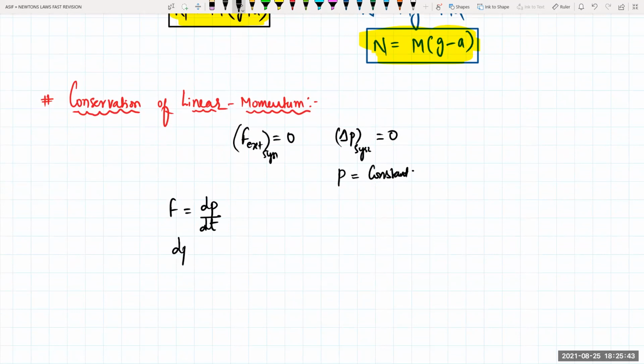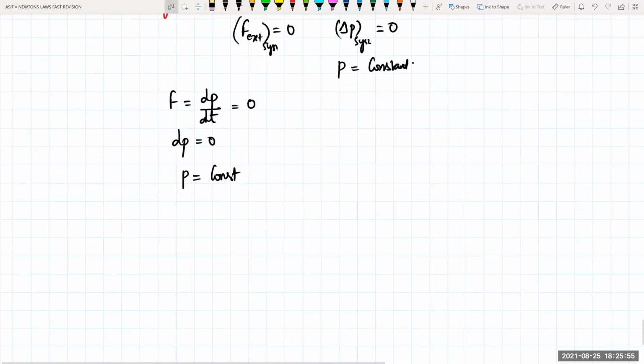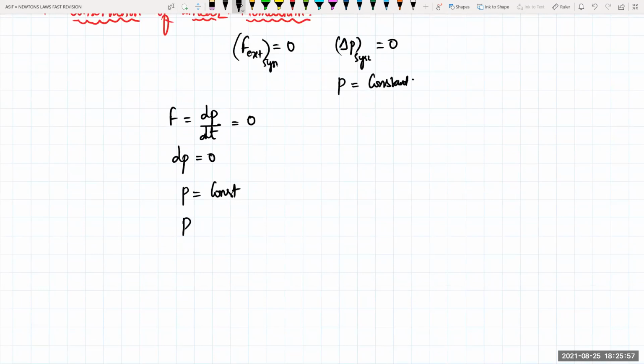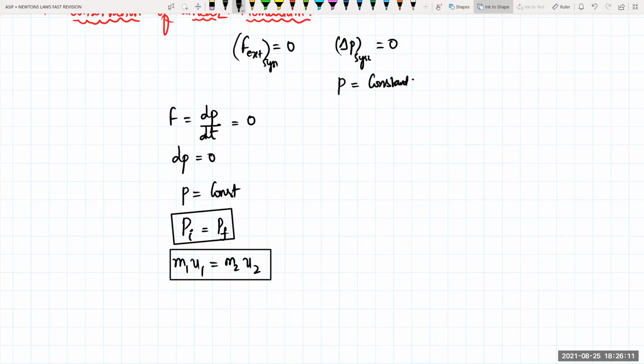dp is equal to 0 because we take force as 0. If differentiation of anything is 0, p should be what, beta? Constant, by the differentiation law. So p is equal to constant, which means initial momentum must be equal to final momentum, that is m1 u1 must be equal to m2 u2. Is that clear? So momentum is said to be constant in this given condition.